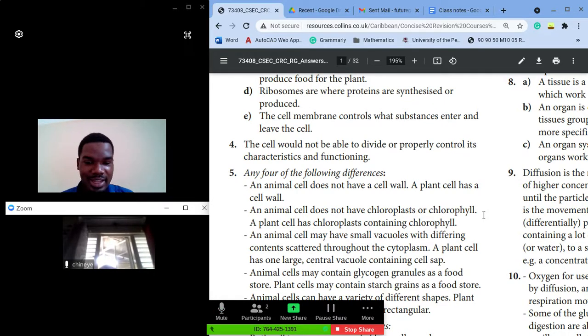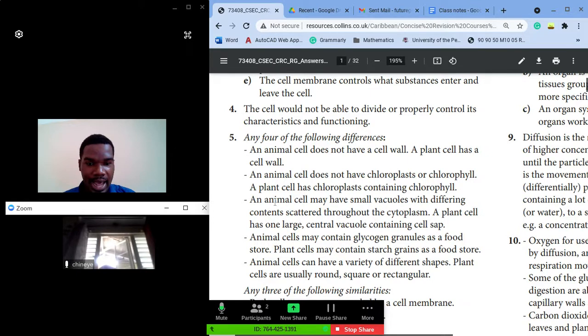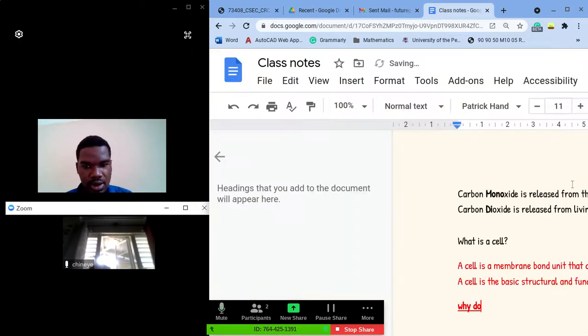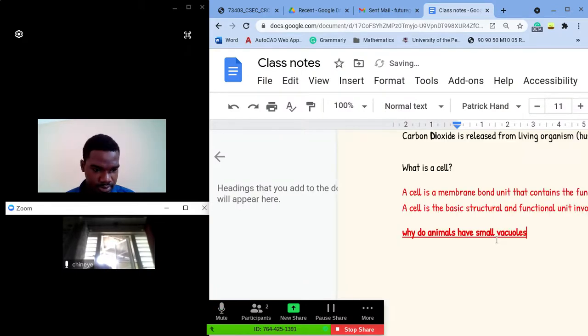The next one. An animal cell may have small vacuoles with differing contents scattered throughout the cytoplasm, right? And we're going to answer, why do animals only have small vacuoles? So when you finish writing this, just write for me, why do animals have small vacuoles? Let me write it down.